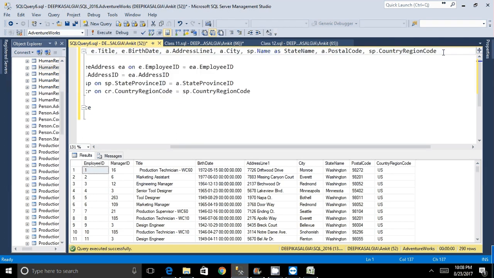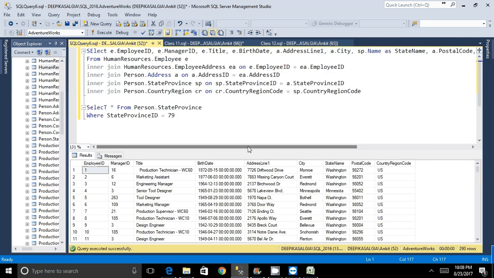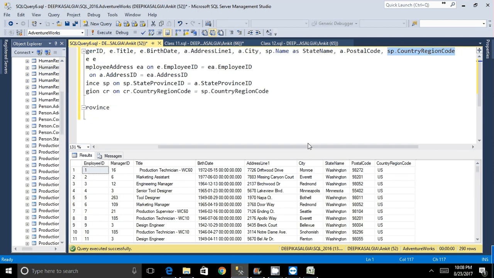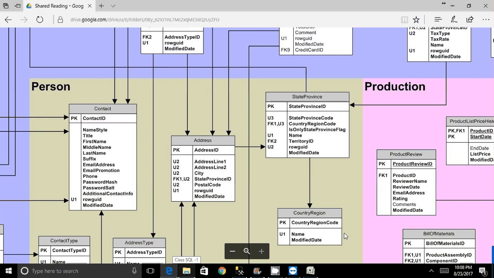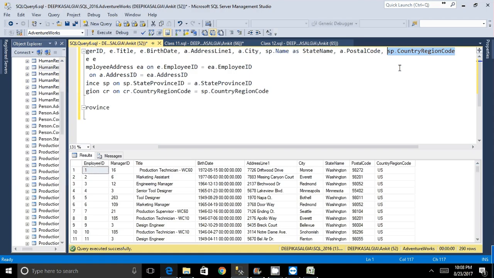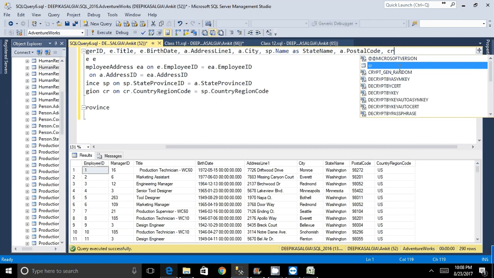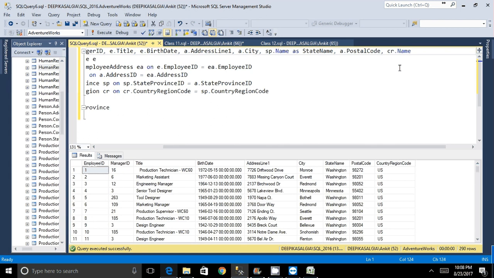All I need to do is, instead of country region code, I need what? Instead of country region code, I can get the name of the country. From which table am I going to get the name? Country region. What do I say in here? CR dot name. Okay, if you just put the name, it would be wrong. So you say as country name.